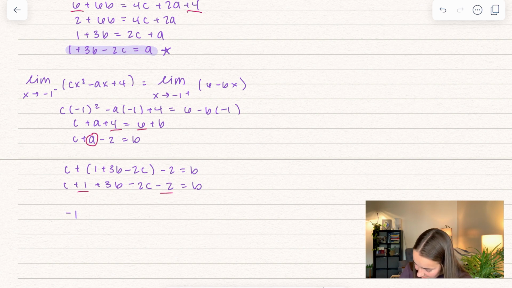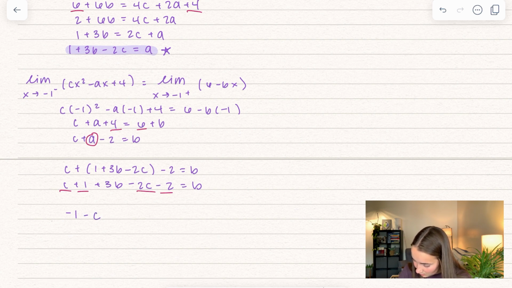I'm going to look at my c's. I get c minus 2c, which is indeed equal to negative c. And now if I were to subtract this 3b over, I would get this is equal to negative 2b. What I can do here instead is I'm just going to switch this around and make it so I solved for c. So negative 1 plus 2b equals c. And I'm going to go ahead and highlight that as well.